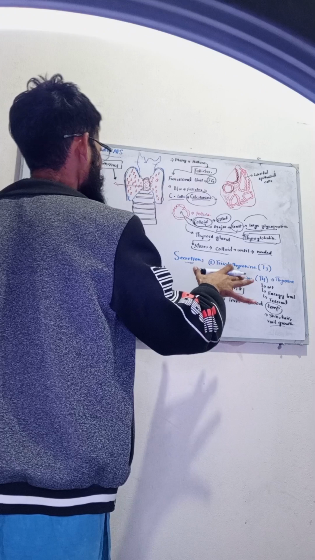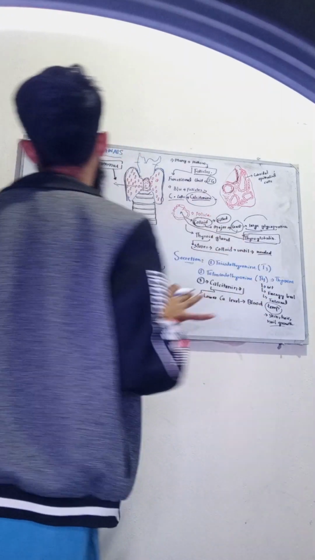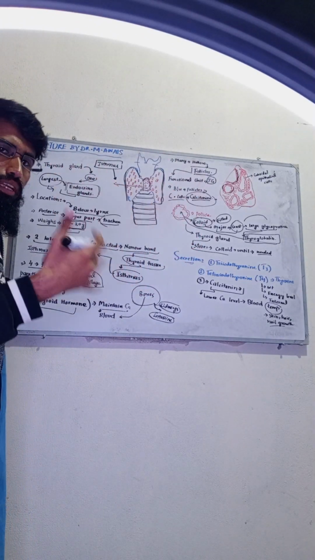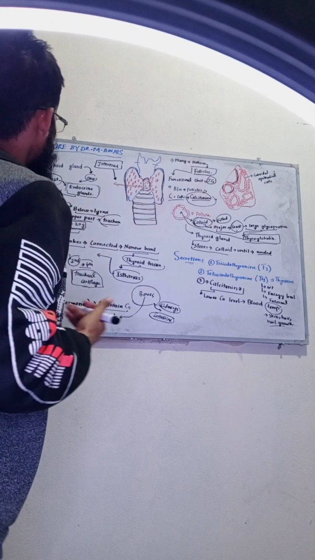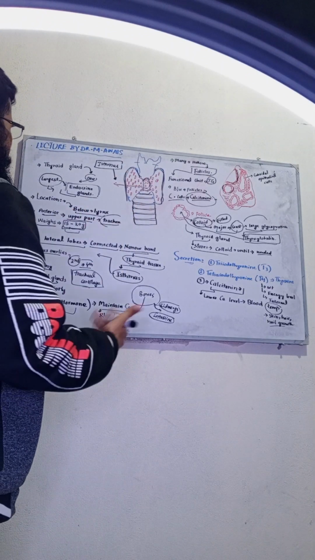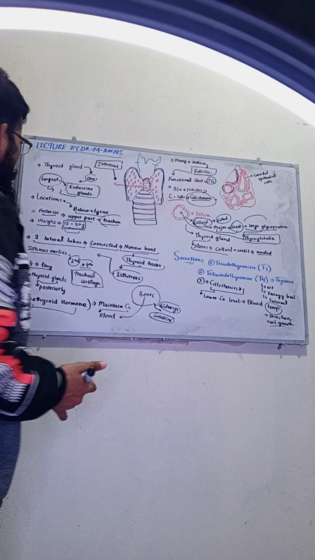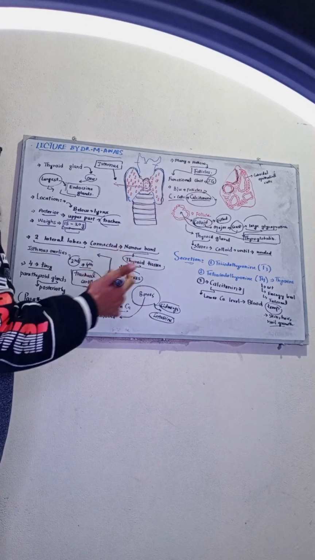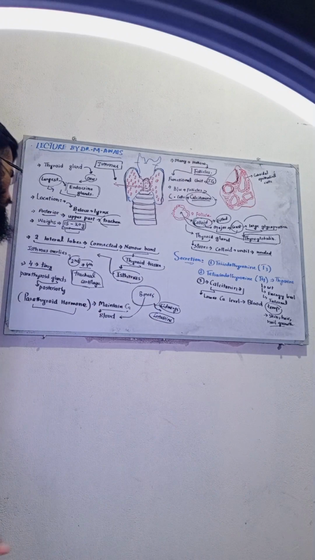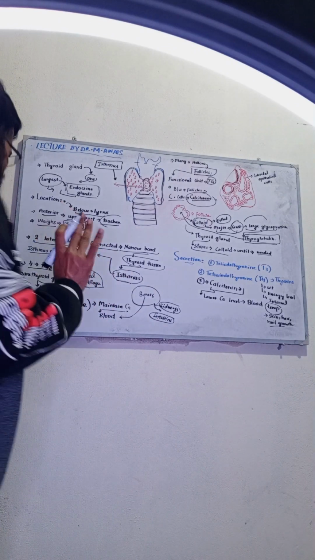Now let's come again to the anatomy and physiology of the thyroid gland. As I have discussed, thyroid gland is one of the largest glands among the endocrine glands. It is located below the larynx and anterior to the trachea. It weighs about 15 to 20 grams. It has two lateral lobes connected by a narrow band of tissue called isthmus. Isthmus overlies the second and fourth tracheal cartilage.